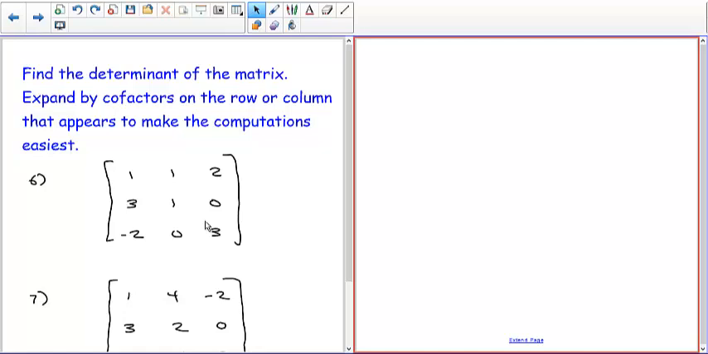So what we're going to do is pick either a row or a column, any row or a column, and it doesn't matter. So you choose it to be the easiest calculation. And typically you pick the row or column that has the most zeros. So I could pick column 2, I could pick column 3, I could pick row 2 or row 3. They're all pretty much the same. So let's just pick column 2 to use. So we're using column 2.